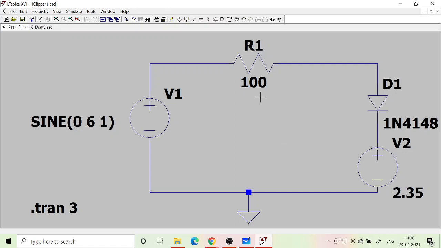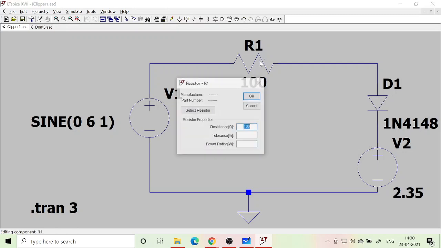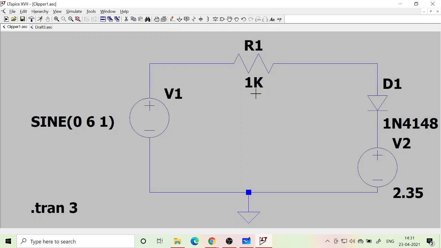Alright, I put a 100 ohm resistor because that should not matter much. Of course, in practice the diode also has some resistance, and that resistance should not make much difference, so it is better to keep, say, 1k again. The only difference is that I am using a sine wave because that is available here, but otherwise everything is the same. So let us run it for 3 time periods. .tran 3, simulate.